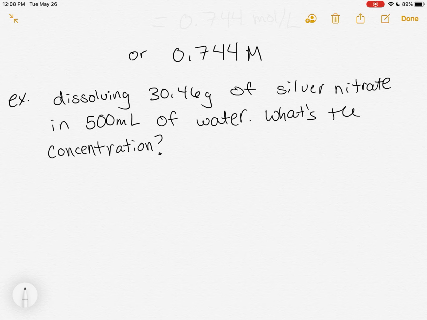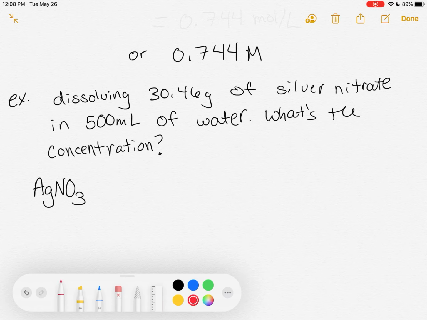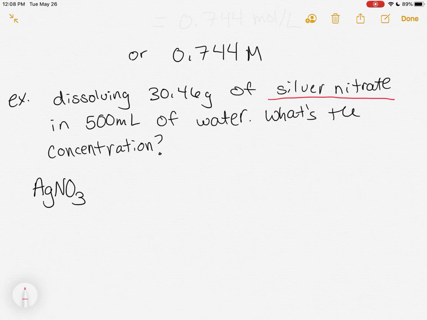The first thing that we need to make sure that we know is that our silver nitrate is AgNO3. It's super important that we're able to write formulas now. If you need to refresh your memory about writing formulas for names of ionic compounds, please go back and do some practice, because if you can't write the formulas, then you're not going to be able to find the right molar mass, and that's going to take your entire question off track.